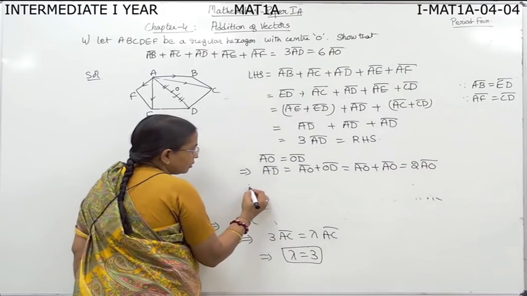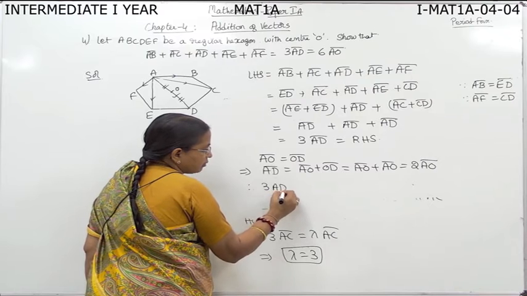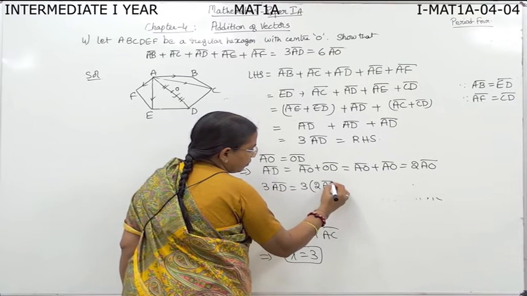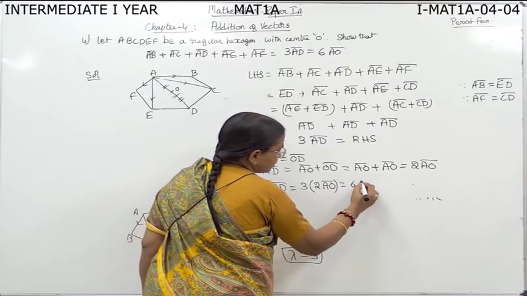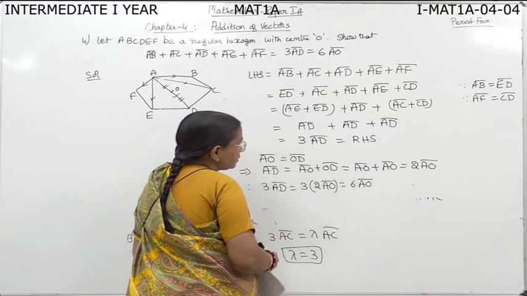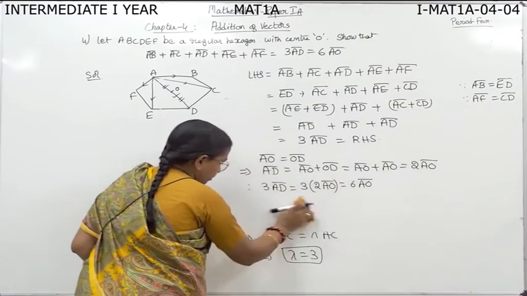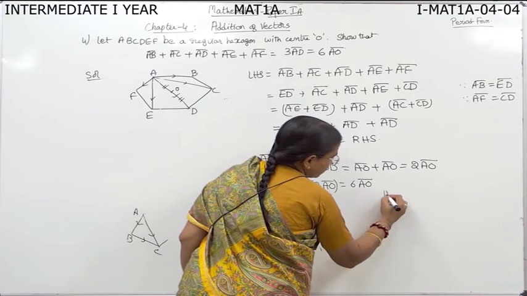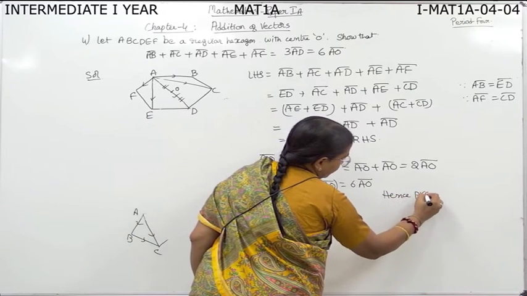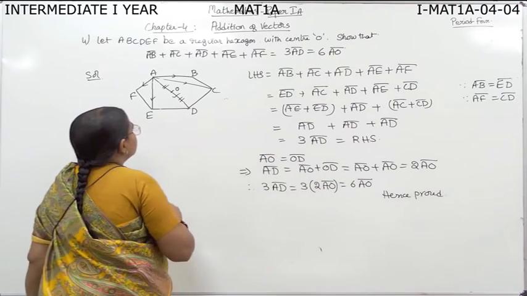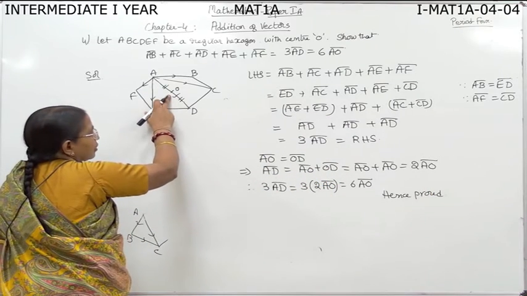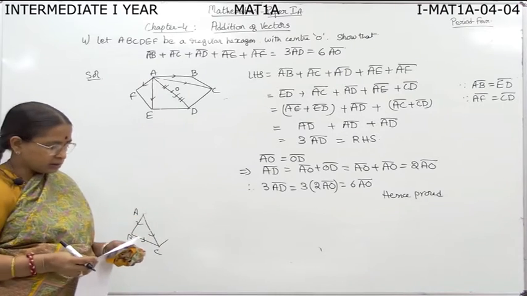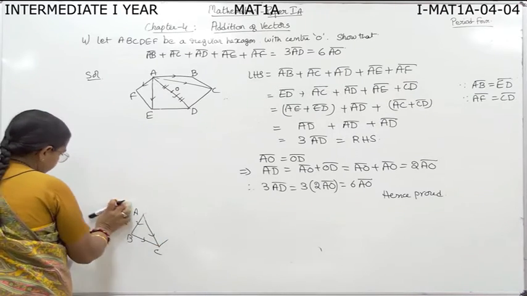Okay. So now therefore 3 times AD is equal to 3 into 2 times AO. That is 6 times AO. Hence it is proved. So we proved all the parts in the problem. Because it is a regular hexagon, the O will be the midpoint of AD. A is the center. So we completed this problem.